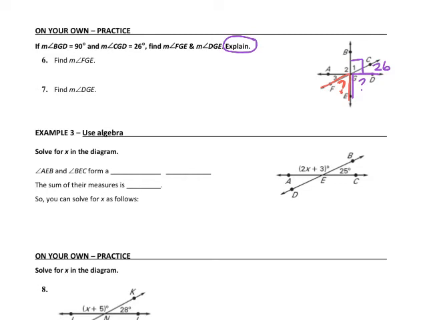So is it vertical? Is it supplementary to something? And make sure you name that thing that it's vertical to or supplementary to or complementary to. So just make sure you give some additional information. Don't just write a number down there.